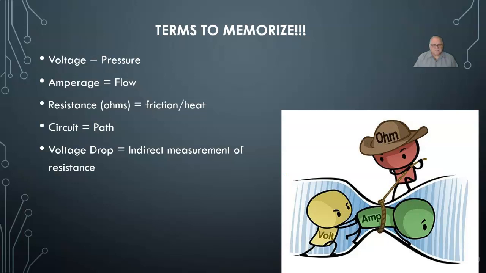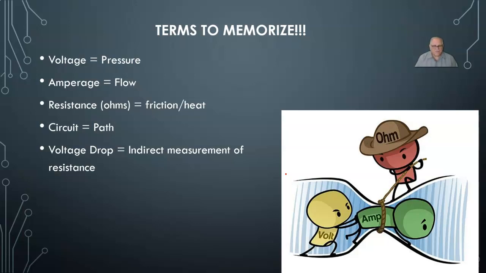Third is resistance, and I'm going to refer to that as friction, or it's going to be creating heat. So the fourth one is a circuit, and that's the path. Now keep in mind, if our path is starting at a battery, it's going to end at the battery. So start at the positive post, end at the negative post. It has to be a complete path from the source back to the source. If your source is the alternator, it's got to go from the alternator back to the alternator.